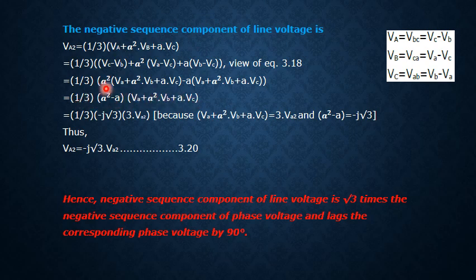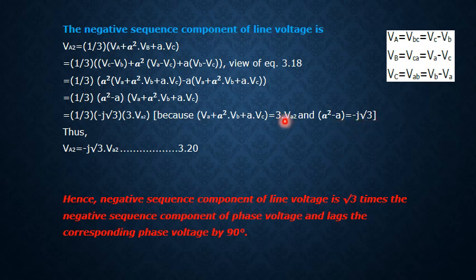So this time this term is getting interchanged. So it is A square minus A, and as we have taken the common from these two values, we know the value of this, right? A VA plus A square into VB plus A into VC. So that is nothing but 3 times the phase voltage, which we learned from our previous slide. And the value of A square minus A is nothing but minus J root 3.